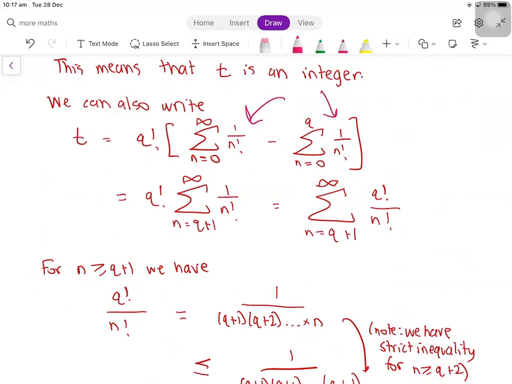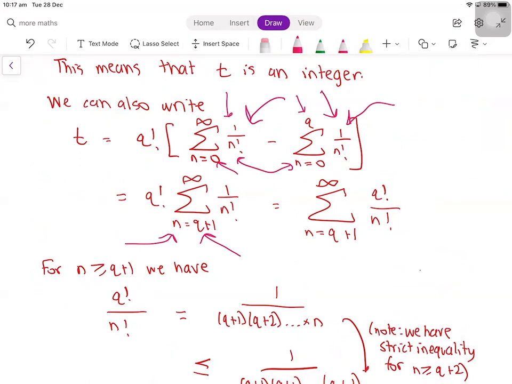And now this is the same as taking off the first terms up to q from this infinite series. So it's the same as doing q factorial times the sum from q plus 1 to infinity of 1 over n factorial. So we've taken off finitely many terms from this infinite series, so you're truncating the infinite series from q plus 1 onwards.